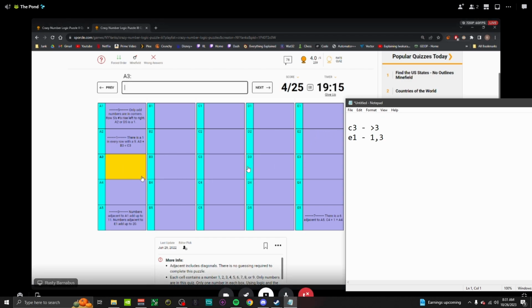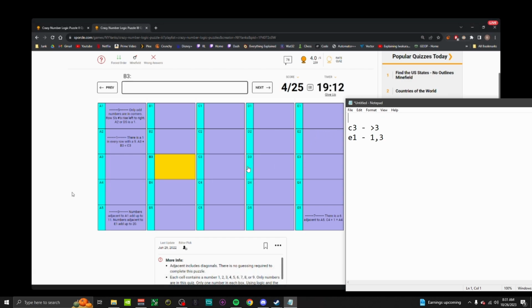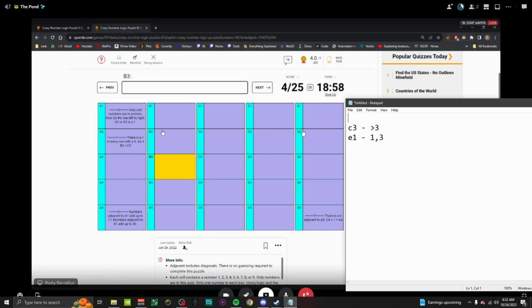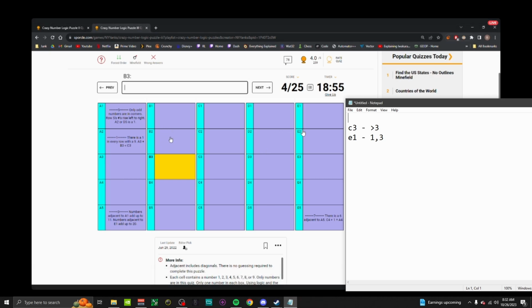Numbers adjacent to A1 add up to 11. So B2 and B1 have to equal 10, and they can't both be 5s. So maybe 4 and 6, 3 and 7, 2 and 8, or 1 and 9. Numbers adjacent to E1 add up to... they can be 1 and 9. They can be anything. Could literally be all the combos except 5s, which is off the table anyways.